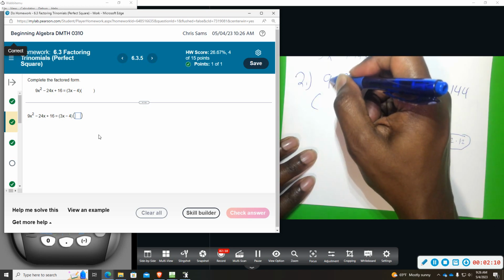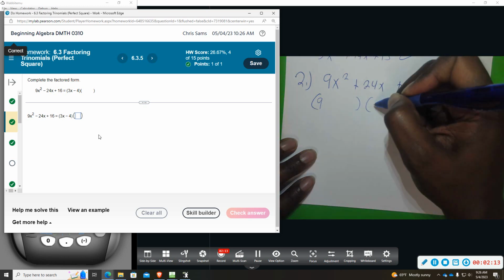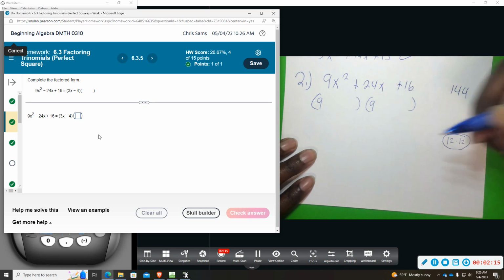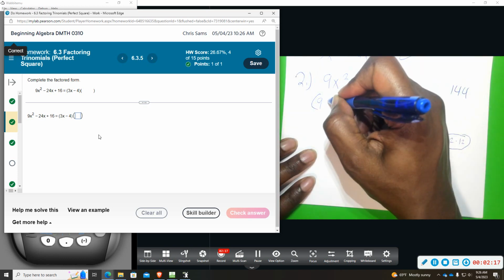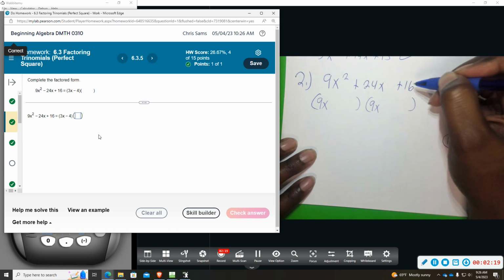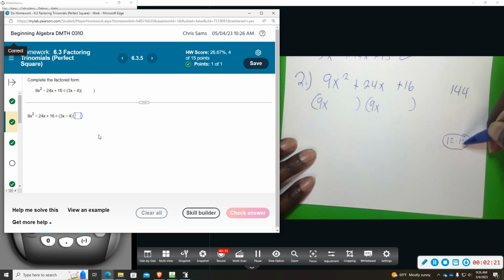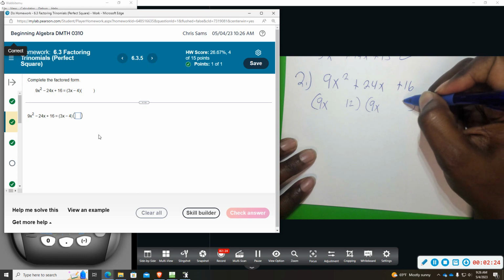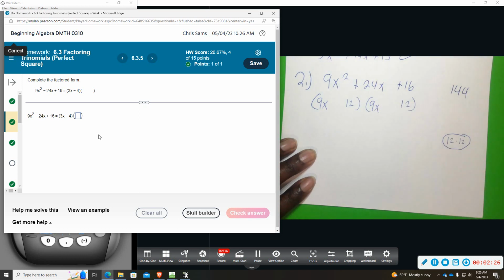Again, since I have a leading coefficient, I'm going to put that in front of both. Just remind yourself that's incorrect. We've got to reduce to fix it. Put in x with each of those. At the back, we're going to put the 2 numbers we found, which are 12 and 12. And then we're going to figure out the signs.